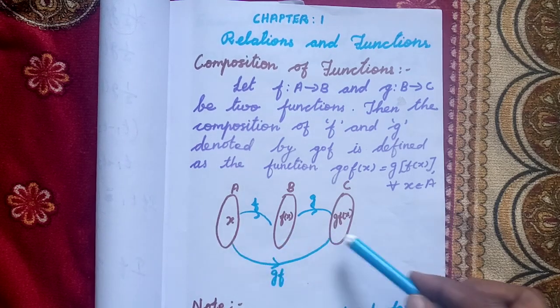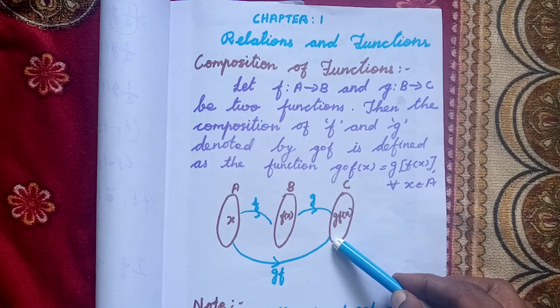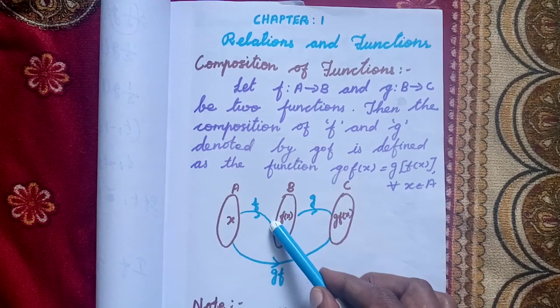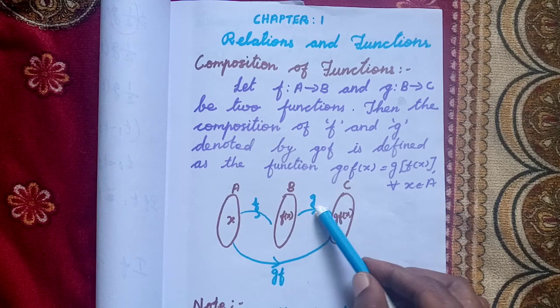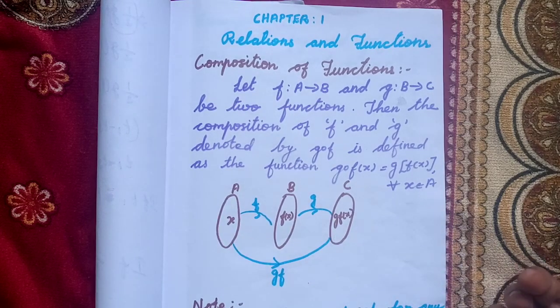Okay, from A to C, when we are taking, that is g composite f of x. A to B means f of x, B to C means g of x. Next A to C is g composite f of x.